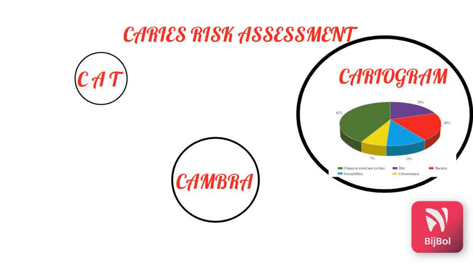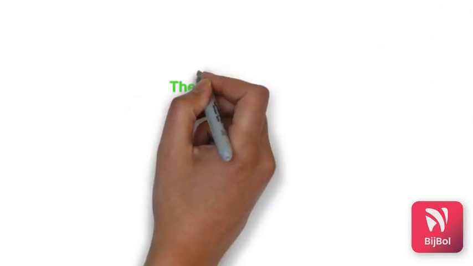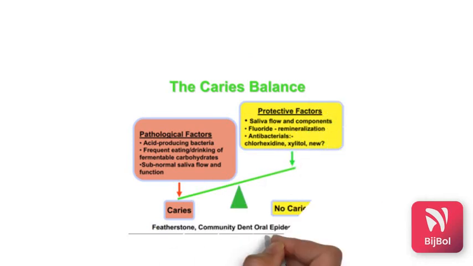Now we'll see about the caries balance. This was given by Featherstone in 1999. The few factors which cause caries are the pathological factors such as acid-producing bacteria, frequent snacking, and subnormal salivary flow. And the protective factors include salivary flow, fluoride, and antibacterial agents such as chlorhexidine. This does not cause the caries. This has to go hand in hand to protect against caries.